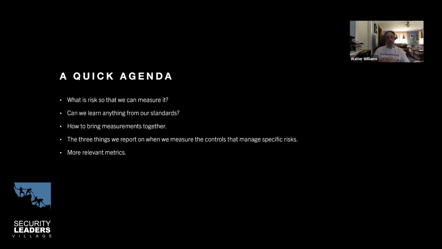Quick look at what we're going to be looking at here today. So what is risk, so that you can measure it? Can you learn anything from the standards that we have in this space? How you bring measurements together, the three things you report on when you measure the controls that manage specific risks, and finally, how you get more relevant metrics.